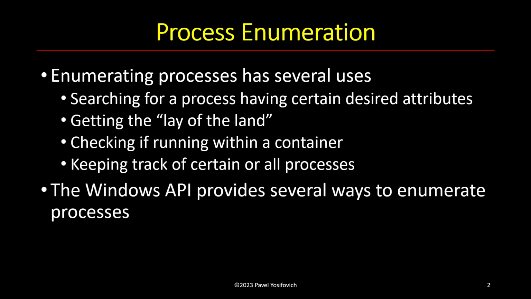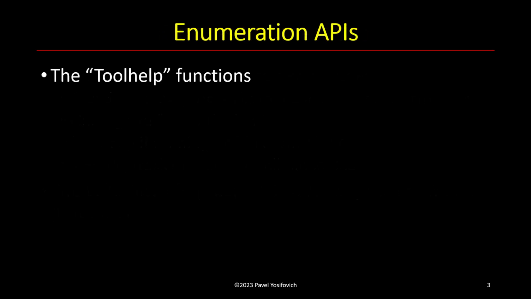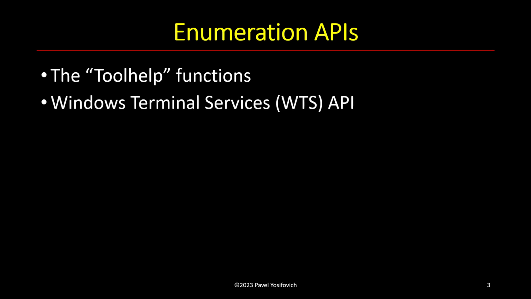We'll focus mostly on the Windows API, but we'll also see one way to use the native API. The Windows API has three nice APIs to use. The first one is called the Tool Help API, which is fairly easy to use and provides a decent amount of information.